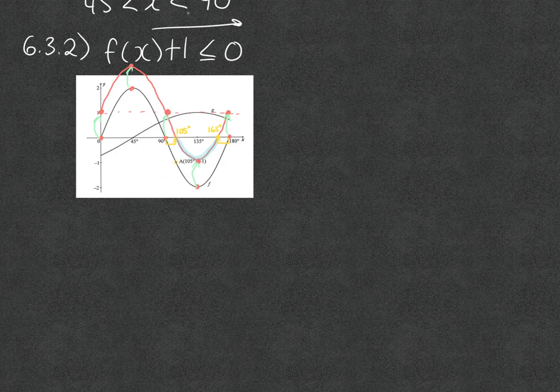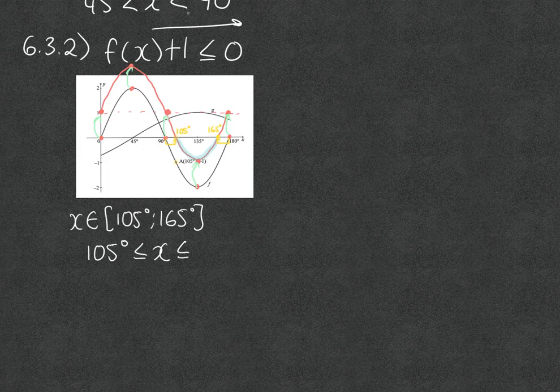So therefore, this answer in both set builder and interval notation, x is an element. Can it equal 0? Yes, so we can include it. So hard brackets, 105 degrees to 165 degrees. Or you could have said 105 degrees less than or equal to x less than or equal to 165. Okay, either or again.